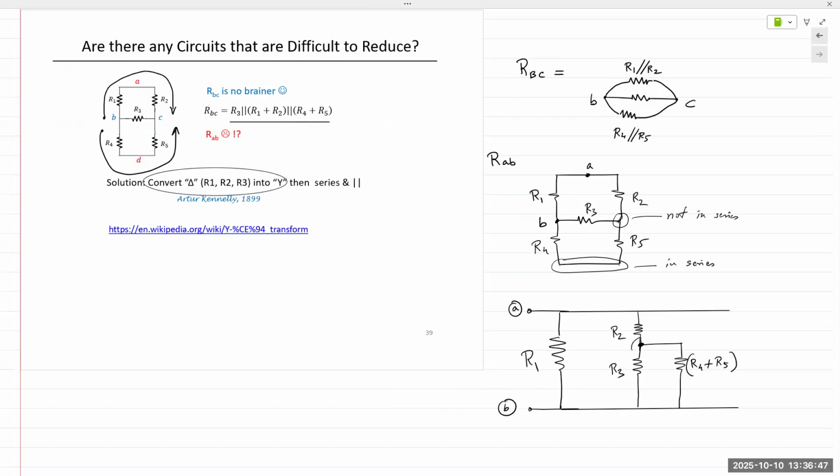Yes. So the point being noted is the reason why R2, R3, and R4, R5 are not in series is because at this node, they have more than two connections. So if any node has more than two connections, they are no longer in series.